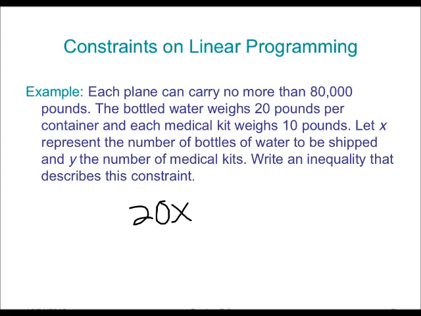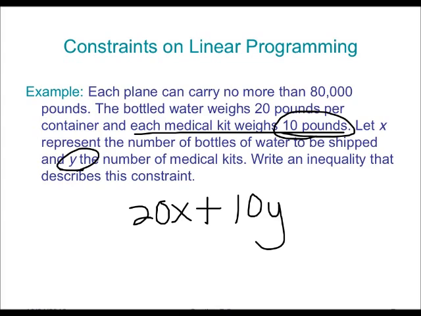That's just for the bottled water. We also have medical kits. Each medical kit weighs 10 pounds. That's 10 pounds for every, or for each medical kit. Again, this 10 is going to be a rate. It has to get multiplied times a variable. And we called Y the number of medical kits. So we have 10Y. This 20x represents how much the bottled water weighs. This 10y represents how much the medical kits weigh. So if I have all the medical kits and all the bottled water together, that will be the weight of the supplies.